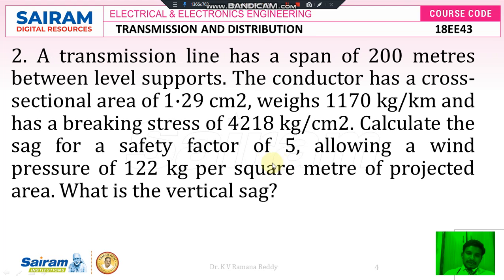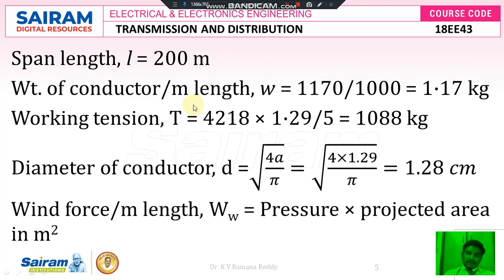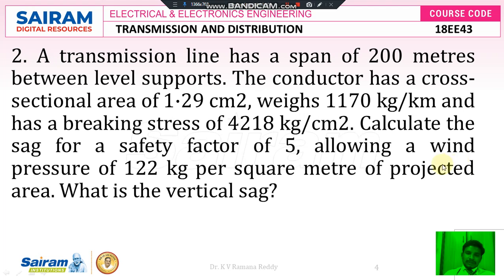In this formula I am going to substitute the value of a. What is the value of a here? 1.29. If I substitute a is equal to 1.29, then the diameter of the conductor d is equal to square root of 4 into 1.29 divided by pi, that is equal to 1.28 centimeters, the diameter of the conductor we have calculated here.